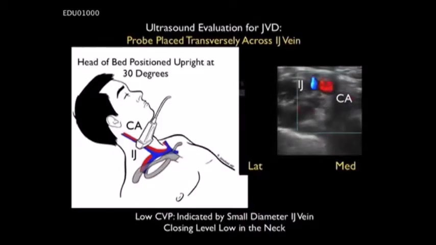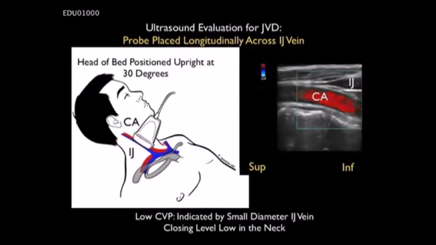Now let's take a look at the jugular vein in a patient who presented with hypovolemic hypotensive shock. We see here the probe is in a short axis configuration across the internal jugular vein, and we notice a very small IJ vein that almost completely collapses during inspiration, indicating a relatively low CVP and the need for immediate resuscitation with IV fluids. We can corroborate those findings by moving the probe to a long axis configuration with the probe marker up towards the patient's head.